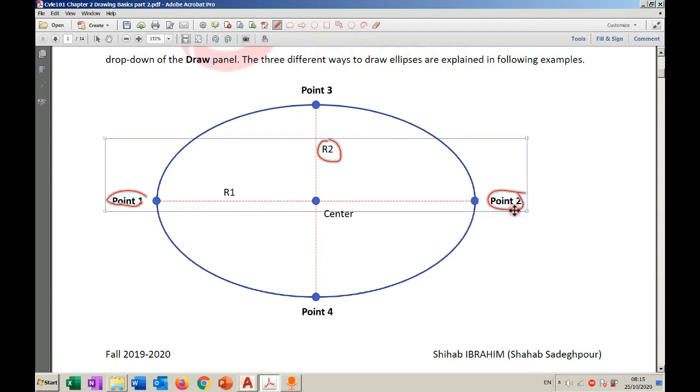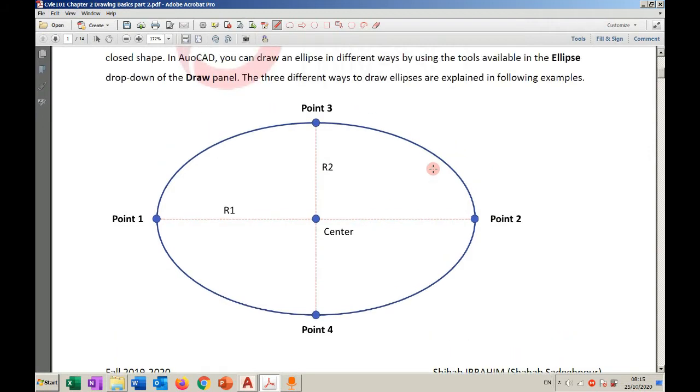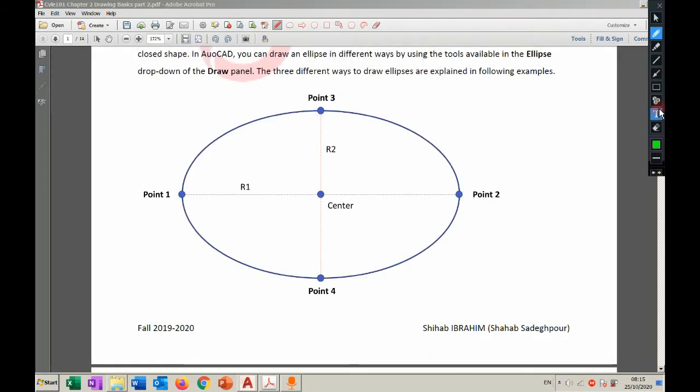So just let me highlight all of this information. Let me write them down somewhere. Let's see if I can write all of them here. The possibilities that we have: I can use point 1, point 2, and point 3. This is one way. I can use point 1, point 2, and point 4.